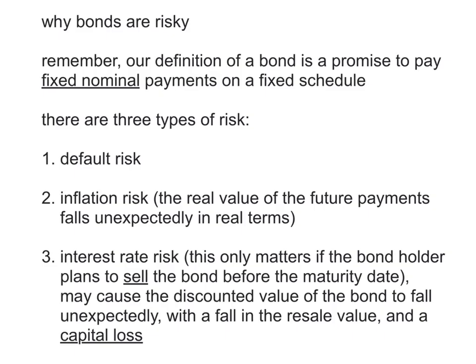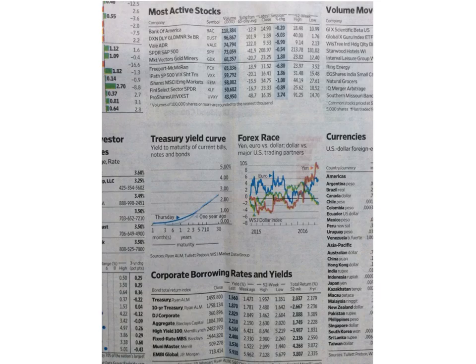Everything else equal, longer run bonds with a longer term to maturity have more interest rate risk. At this point, let me introduce you to the Wall Street Journal pages that give information about prevailing market interest rates and other financial variables. So here you see a little cutout from one of the pages in the data section from the Wall Street Journal. See the Treasury yield curve there.